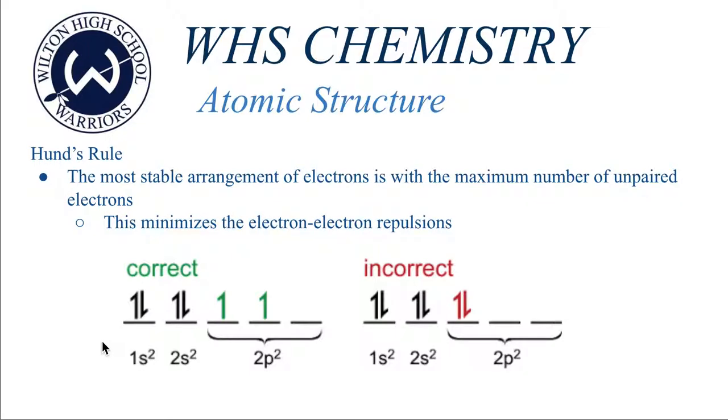Hund's rule is that the most stable arrangement of electrons is with the maximum number of unpaired electrons, because that minimizes electron-electron repulsions. Electrons are going to fill in one by one before they start pairing. In the one that says correct, you can see that they've filled in one by one and not paired because they don't need to. However, in this second one that's incorrect, they pair up first, which Hund's rule says is incorrect because that will make more electron-electron repulsions. That's all.